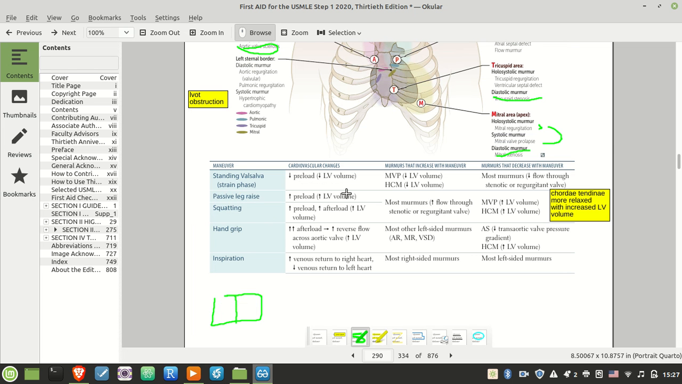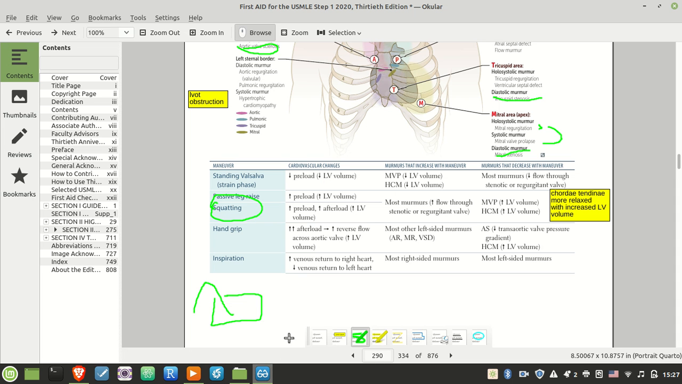Alright, so, and then the next thing, passive leg raise. Well, of course that's going to increase preload. You're literally just dumping all the blood that's in your legs, in the veins, back into the right side of the heart. This one's pretty good: squatting, specifically because it's also going to increase the preload. In this sense, you have less. It's kind of weird. You have less distance, kind of going up.